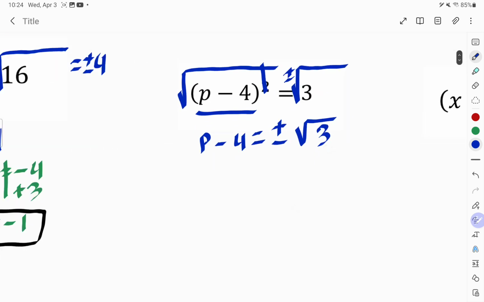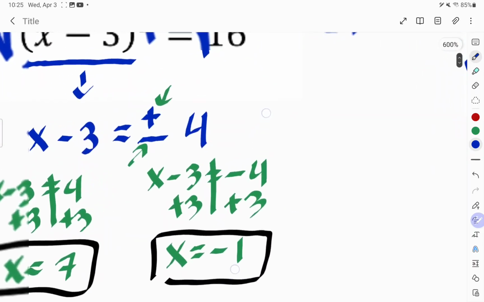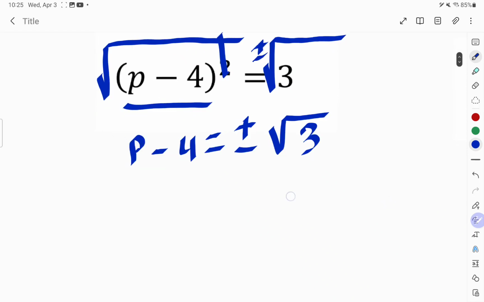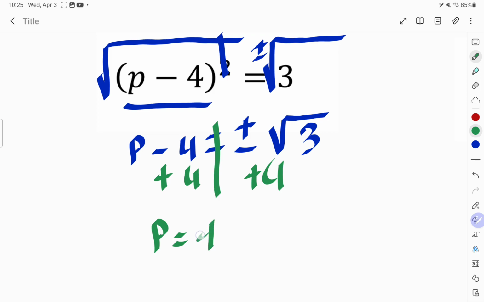And this is the difference from the first problem. You see, I don't have any square roots there. On the second problem, I have a square root right here. So instead of separating into two different equations, I'm just going to solve it as is. What do I have to move to the right in order to leave the p alone? Well, just a 4. So we're going to add 4 on both sides. So I'm just going to have p is equal to 4 plus or minus square root of 3. And I'm just going to leave it like that.